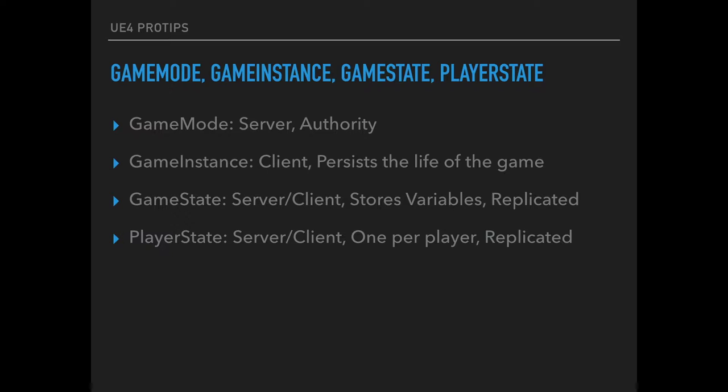The first thing you're going to do when you make your first Unreal Engine game is go, I just want to make a quick demo. I only need one player. That player is me. I'm going to put all my logic in Game Mode.